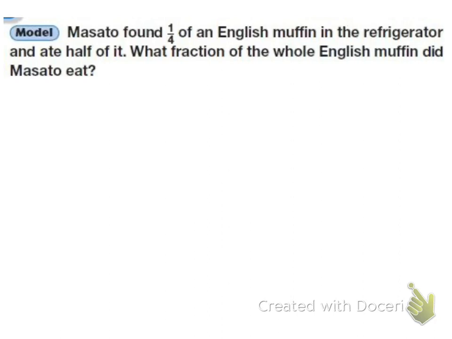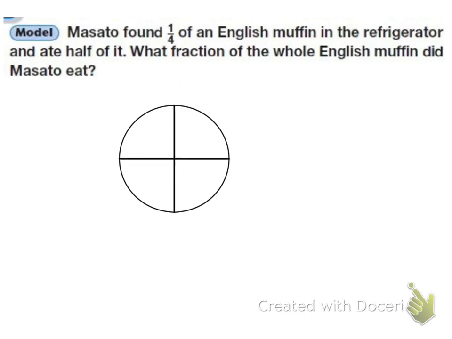Masato found 1/4 of an English muffin in the refrigerator and ate half of it. What fraction of the whole English muffin did Masato eat? So he starts off with 1/4 of a muffin. He eats half of it. So if I divided that in half, each of those halves would equal 1/8, because if I divide those in half, I'd have to divide everything in half. And now I have 8 pieces. So half of the 1/4 is the same as 1/8.